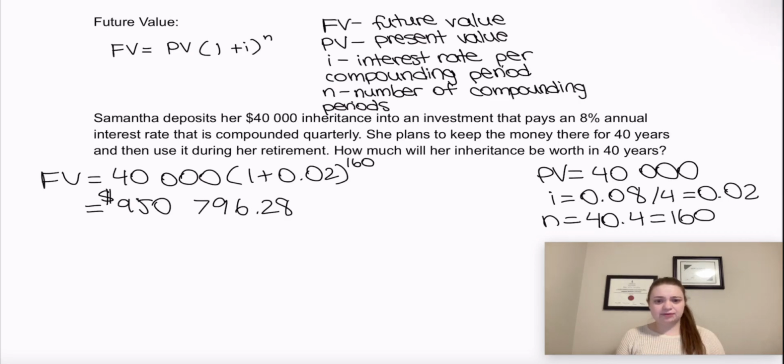But let that sink in, right? If you get some sort of big inheritance or big bonus, consider doing this with it if you're able to, because look at how much it can grow in 40 years. 40 years is a long time.